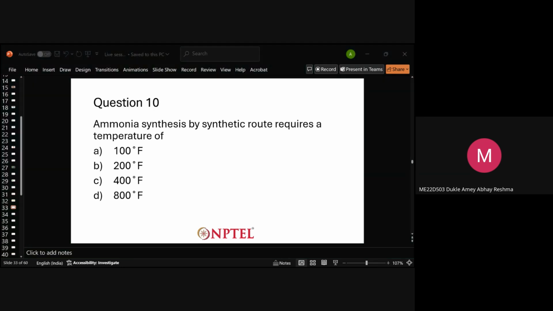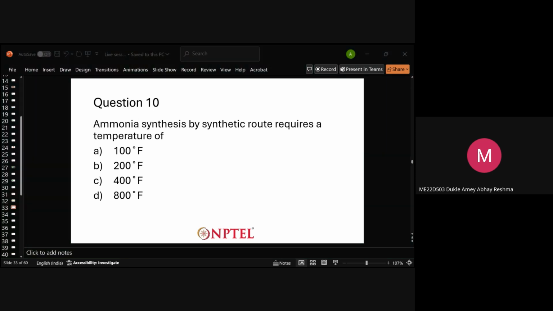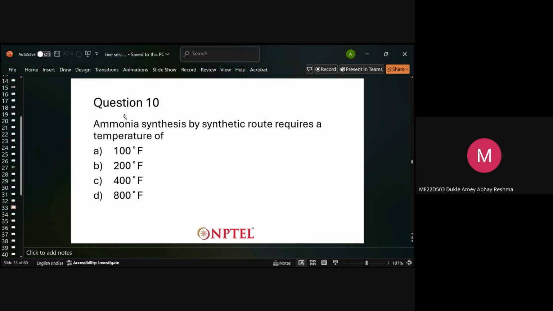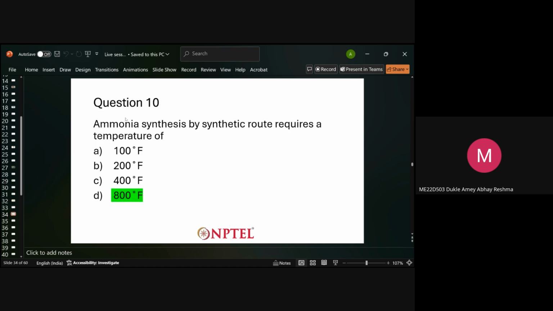So coming to the last question for this practice assignment 0: ammonia is synthesized by the synthetic route. Ammonia synthesis by the synthetic route requires a temperature of 100 degrees Fahrenheit, 200 degrees Fahrenheit, 400 degrees Fahrenheit, or 800 degrees Fahrenheit. So any guesses? Yeah, many of them have given answer D. Yes, the answer is D, 800 degrees Fahrenheit.